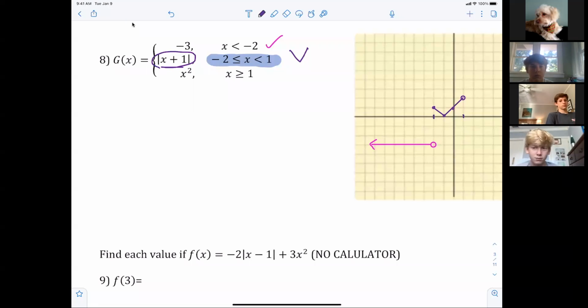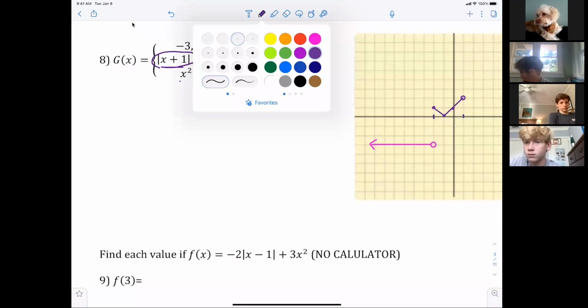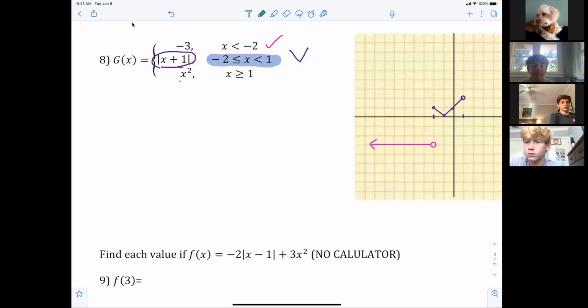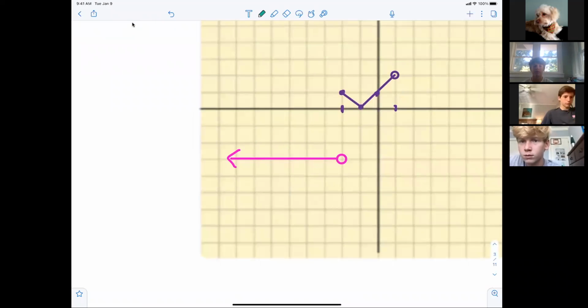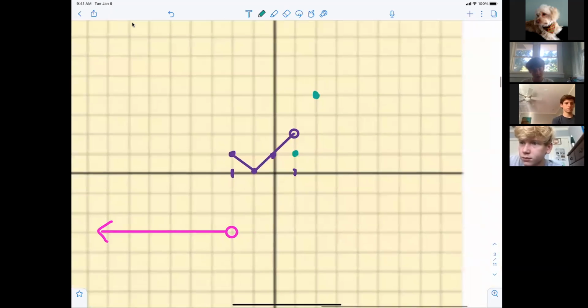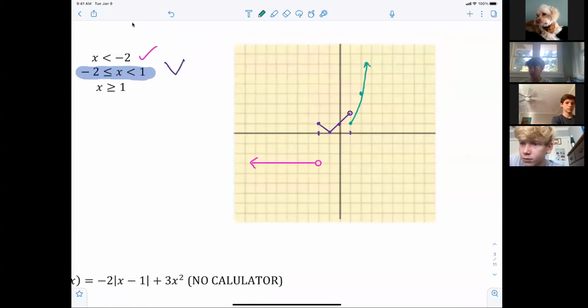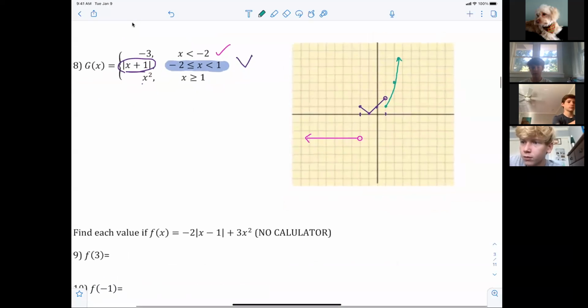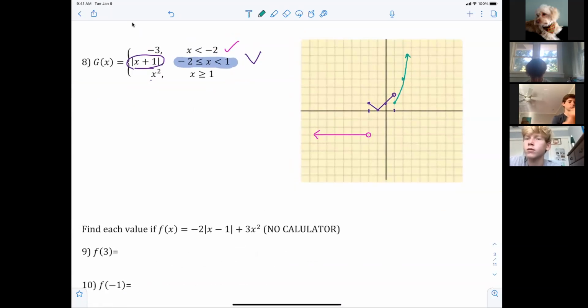All right. Now we're going to graph x squared for anything greater than 1. If I plug in 1 this time, I'm going to get a 1. So at 1, I get 1. Is it solid or open? Solid. Then when I plug 2, I get what? Now you're supposed to remember that that's just the graph of a quadratic. So it would just look like that. All right, those are the 3 pieces that are graphed.